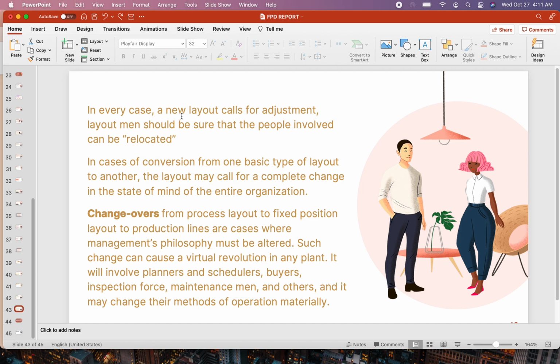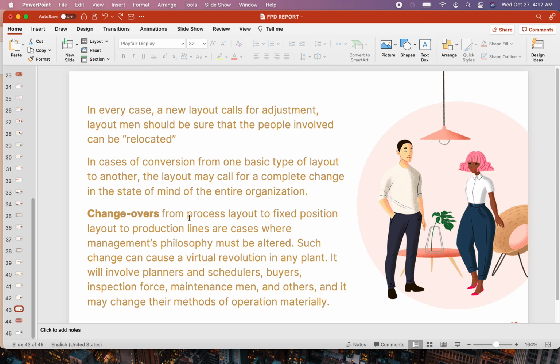In every case, a new layout calls for adjustment. Layout men should be sure that the people involved can be relocated. In cases of conversion from one basic type of layout to another, the layout may call for a complete change in the state of mind of the entire organization.